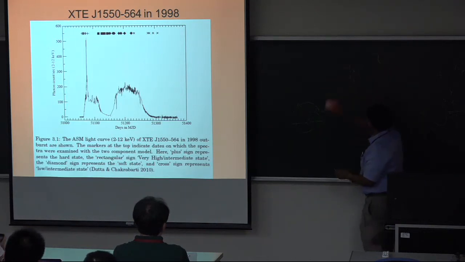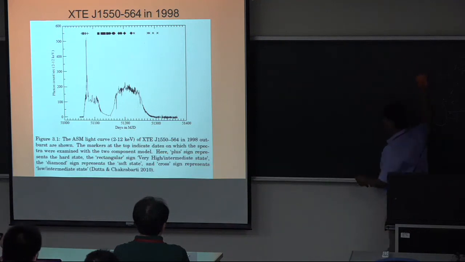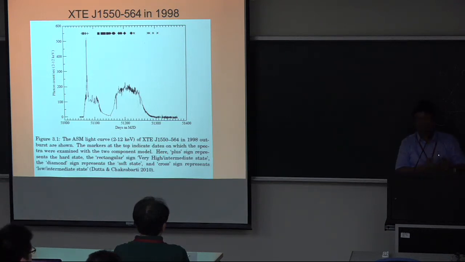That's why outbursting sources are so exciting, because they change every day, every half an hour even. If you do a dynamical Fourier transform, you will see even in 1 hour, its QPO frequency has changed. So you see the object getting closer to the black hole. So this is the situation, one object.